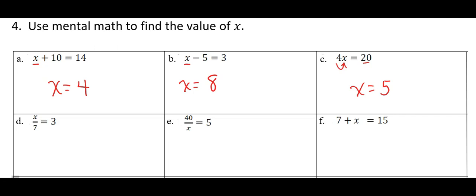In question D, I have x divided by 7 equals 3. So some number divided by 7 will give me 3 for a quotient. Well, 21 divided by 7 gives me 3, so x equals 21. In question E, I have 40 and I divide it by some number and I get 5 for a quotient. Well, if I have 40 and I divide it by 8, I get 5 for an answer. So x equals 8. And in question F, I have 7 plus some number equals 15. Well, 7 plus 8 equals 15, so here x equals 8.